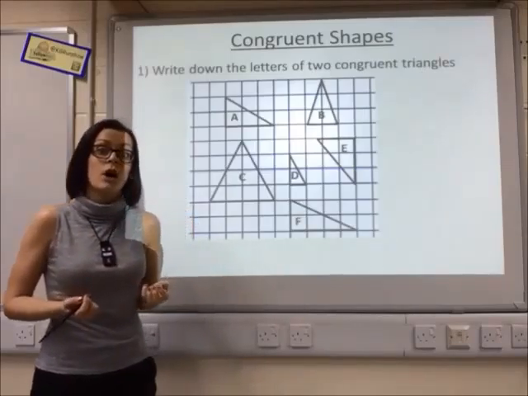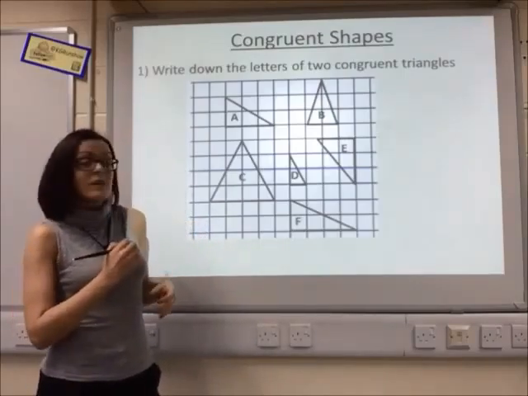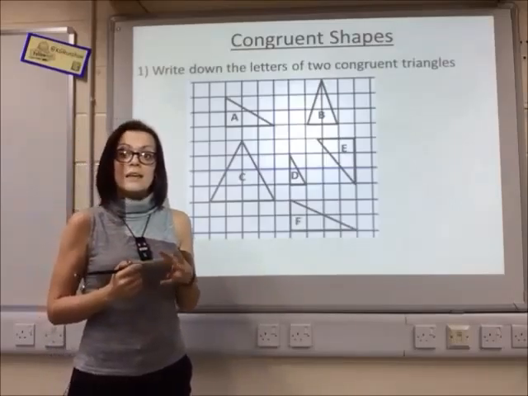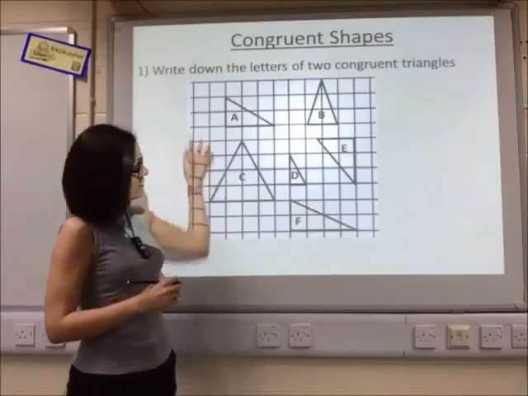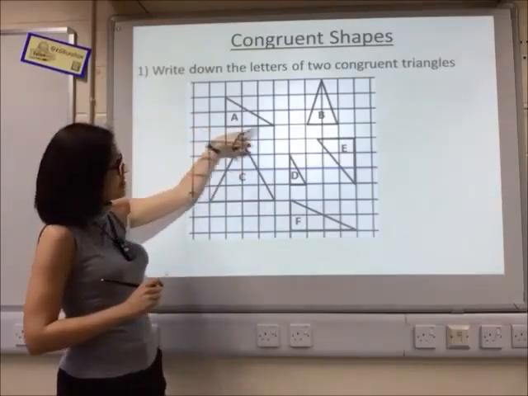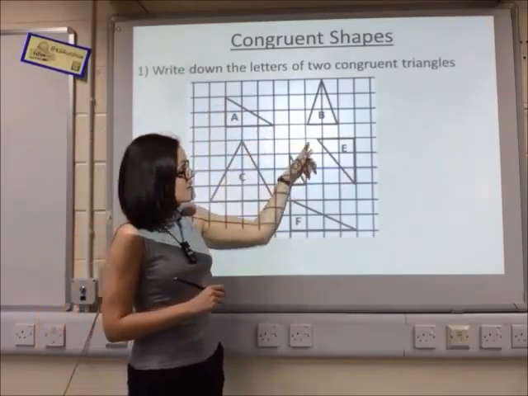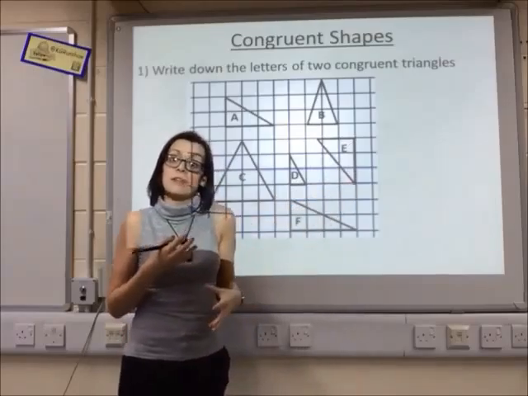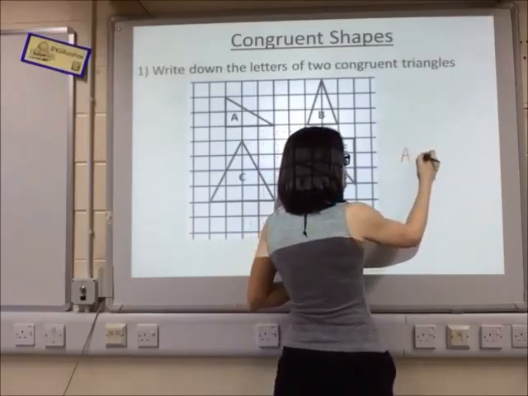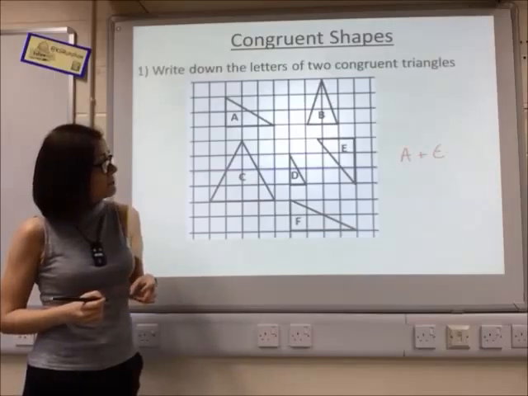Now it's important that you remember what congruent means first of all, and it means exactly the same shape and size. So they're allowed to be turned around, they're allowed to be flipped over, but they've got to be the same shape and size. So if we have a look on here, then the only shapes that fulfill those criteria are A and E, because A is 2 squares by 3 squares and E is 2 squares by 3 squares. They've been flipped over, but that doesn't matter. They're exactly the same shape and size. So A and E would be my pair of congruent shapes.